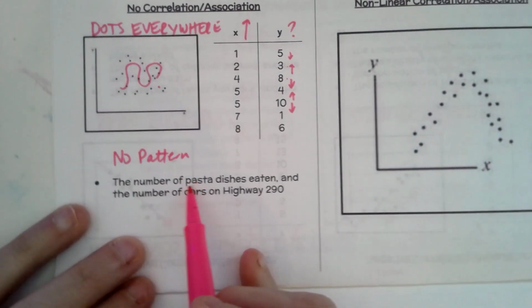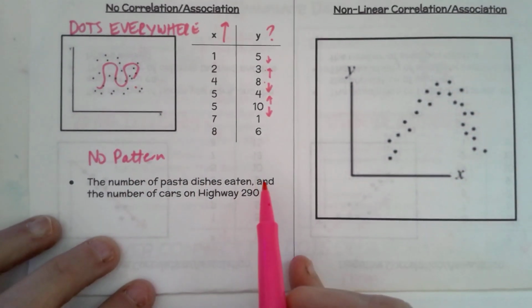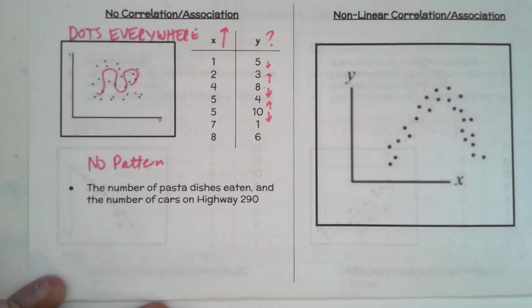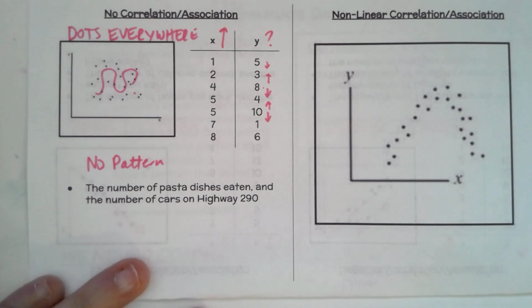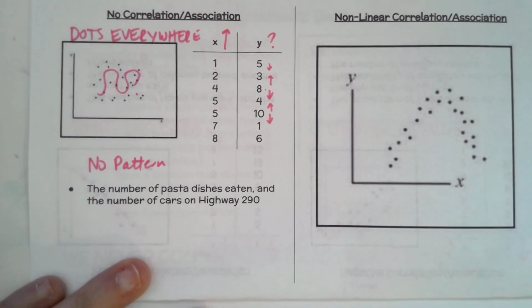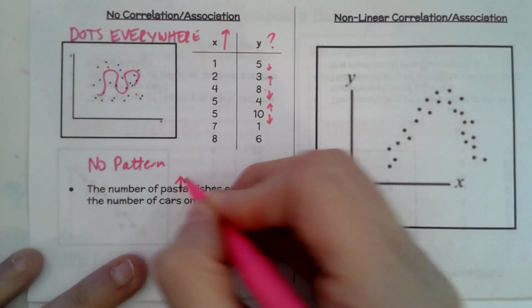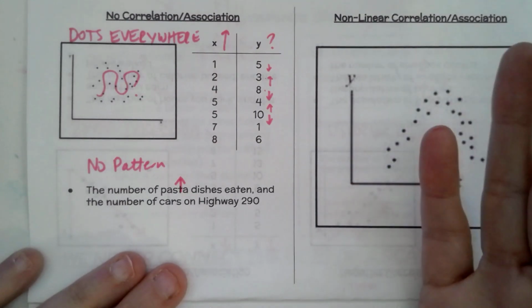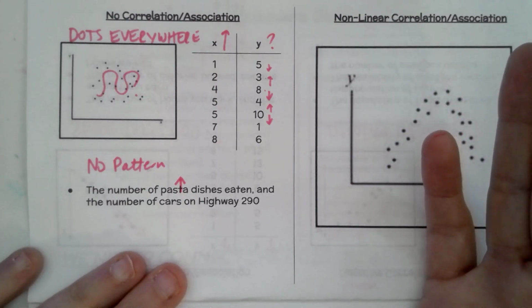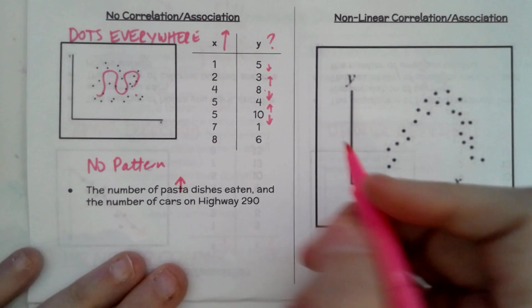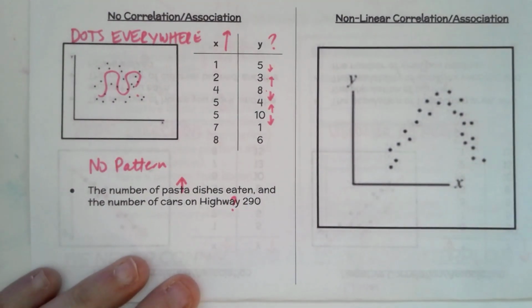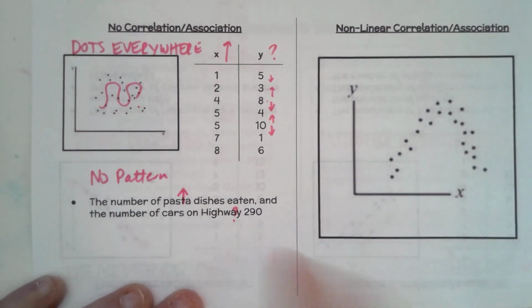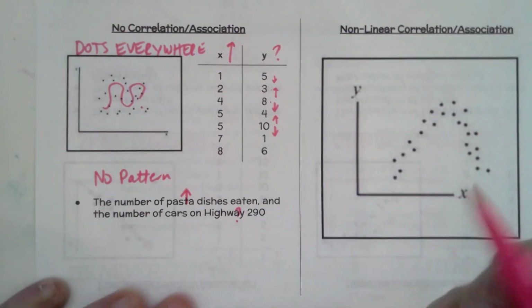And then look at this. Okay, the number of pasta dishes eaten and the number of cars on Highway 290. That doesn't make any sense, right? Like, as I eat more pasta dishes, do I cause there to be more cars? No. If you kind of make a stinky face and go, what? That's telling you, no. All right?